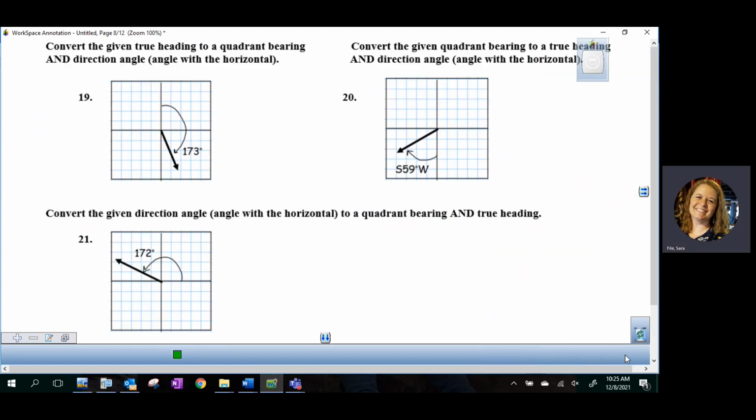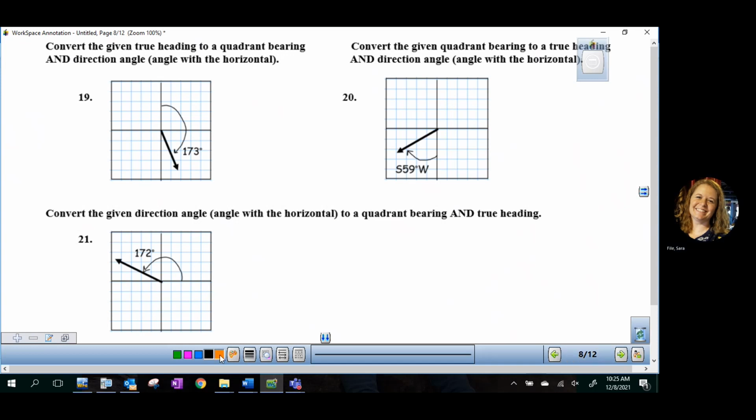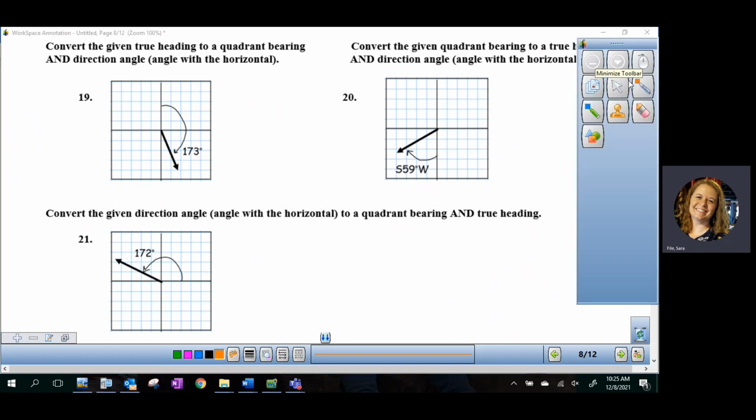Next up, converting some of these angles. Okay, so again, we did this on the quiz. We went over the quiz corrections yesterday, and there's going to be some like this on the test. So you need to know the difference in your direction angle with the horizontal, a true bearing, and a quadrant bearing. Okay, so remember, I'll try and color code here.